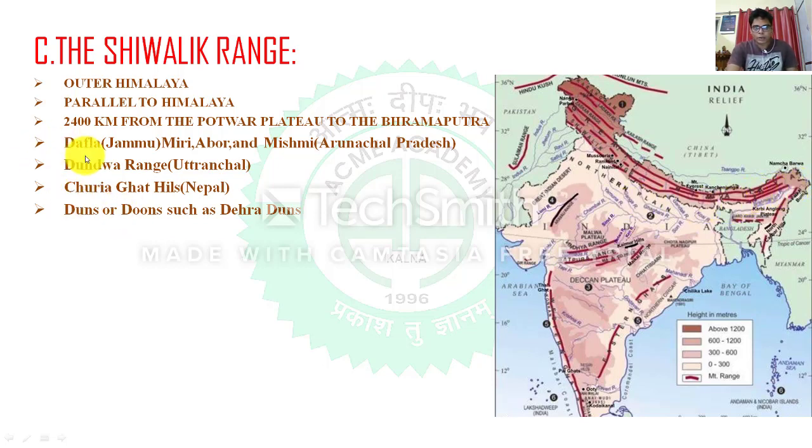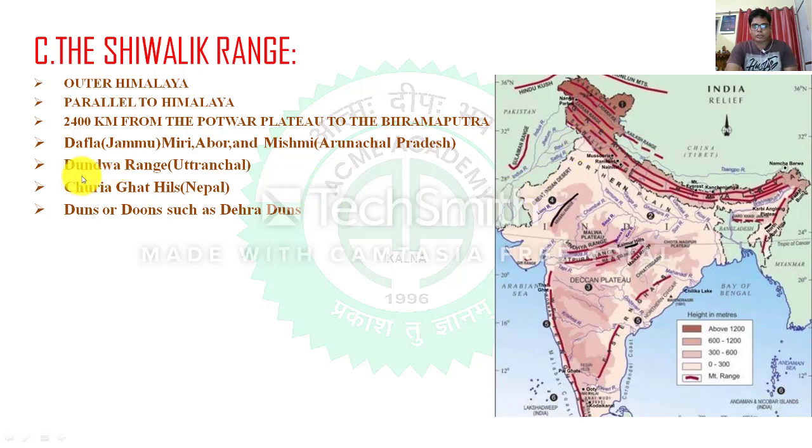Okay, so the Shivalik range has different names in different areas. If you go to Jammu, it is known as the Shivalik range, also known as the Dafla, the Miri or the Abor. If you go to Arunachal Pradesh, it is known as the Misbi. So these are the different local names in different areas, but altogether, if you want to study the geography, it is the Shivalik range.